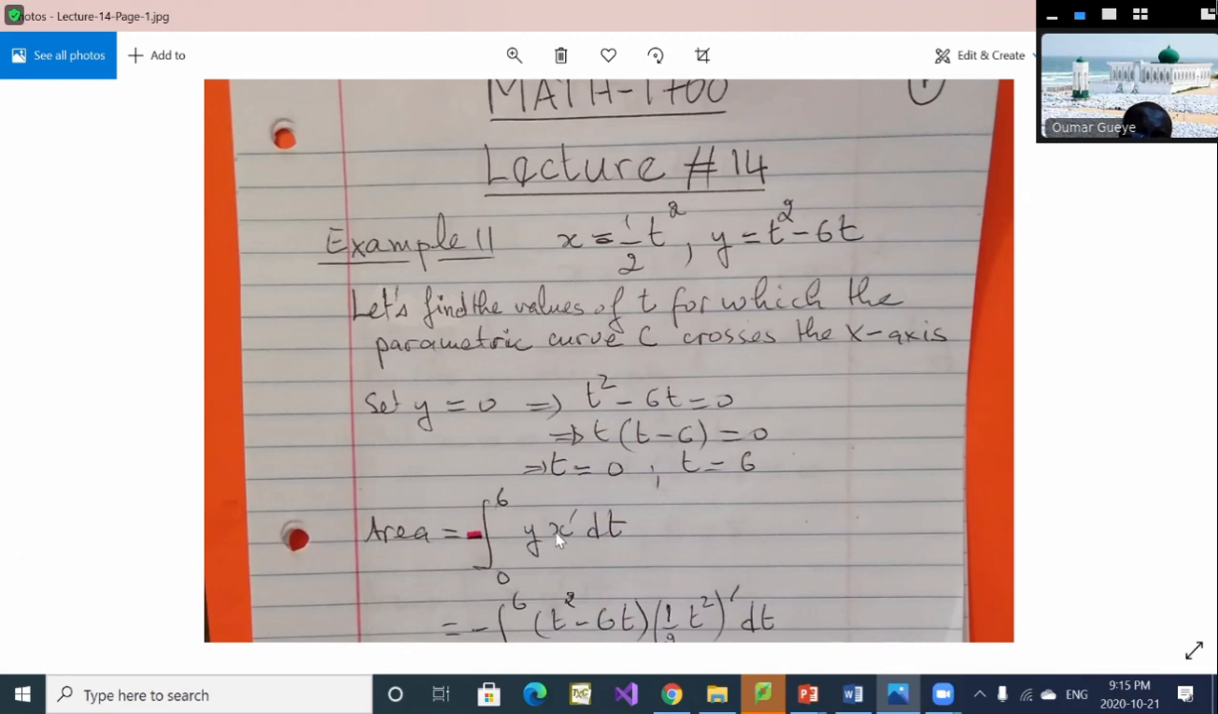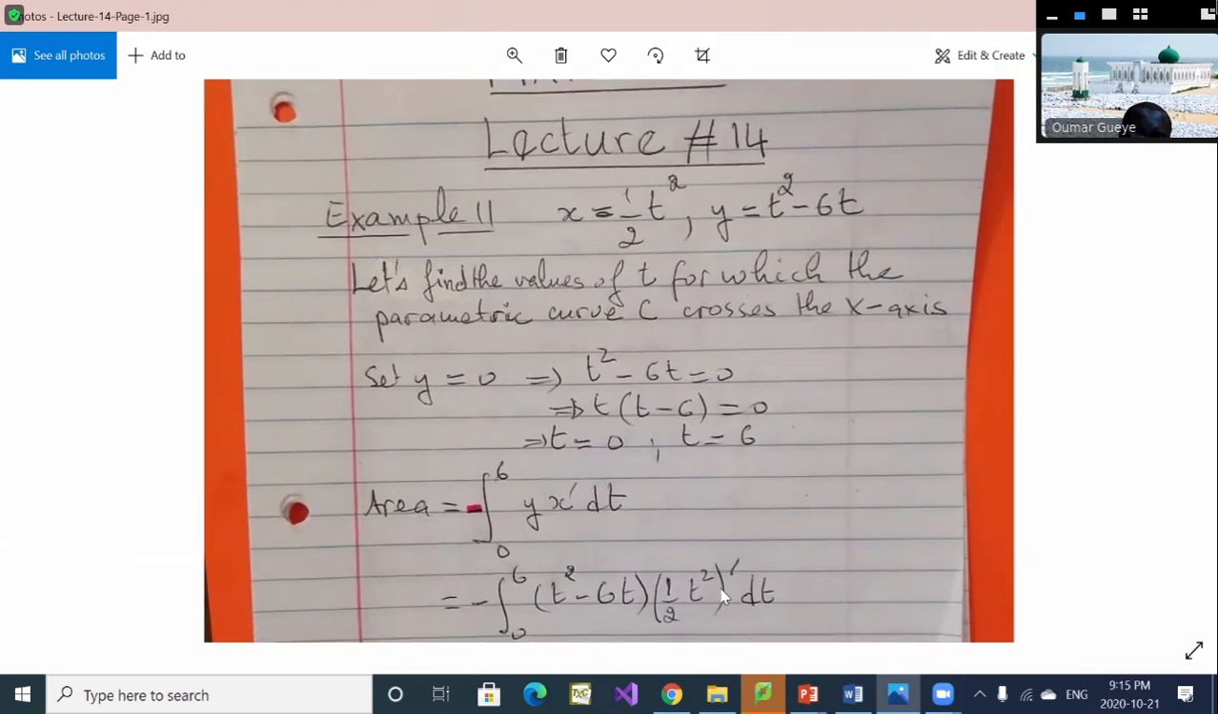Is g of t, sorry, in derivative of f, which is x. So I'm going to substitute y by its value because this is my g. And we replace here x by its equation. But don't forget, here we have to differentiate it. That's exactly what the formula says.